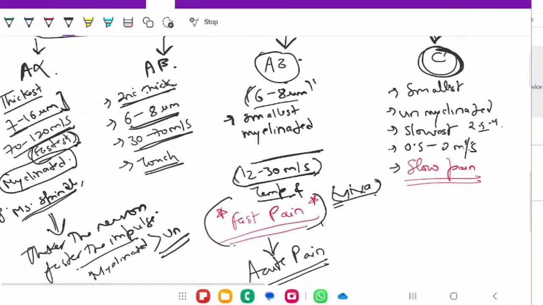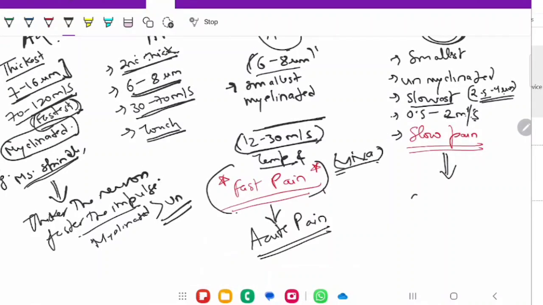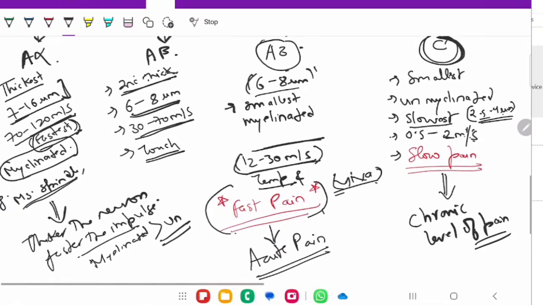Now what are C fibers? C fibers are the smallest fibers. They are unmyelinated. That makes them naturally the slowest of the nerve fibers. Their diameter is about 2.5 to 4 microns. Their speed is 0.5 to 2 meters per second, and they are responsible for slow pain, or in other terms, we can say chronic pain. So this is extremely important.